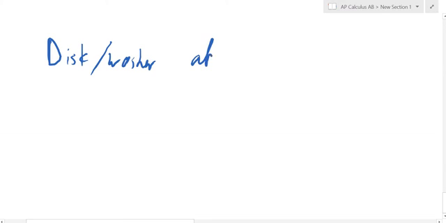Okay. Let's talk about disc and washer method. This is still the same method, but up to this point, we've only rotated around horizontal lines. We're going to rotate around a vertical line here. It's going to change your life.